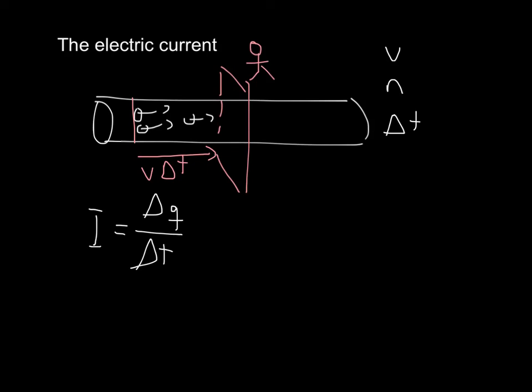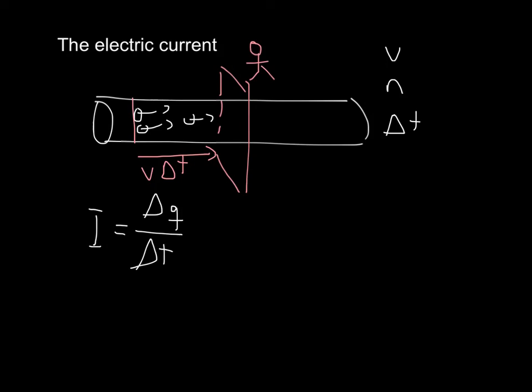Great. Now, how many electrons have gone through my wall? Well, all the ones that were here, here, here, here, here, until here, right? So all of this volume of electrons will have gone through my wall. So what I want to calculate now is the volume of electrons here.